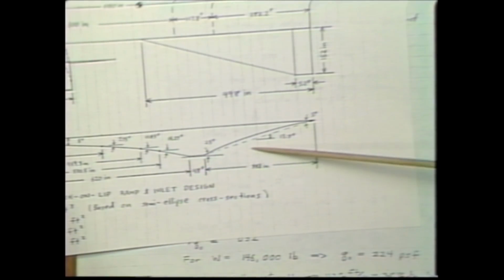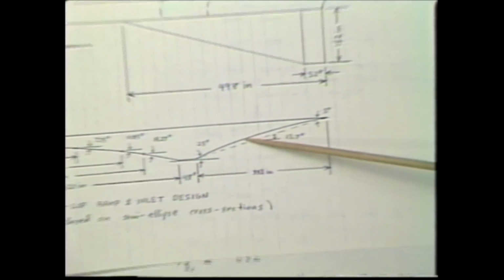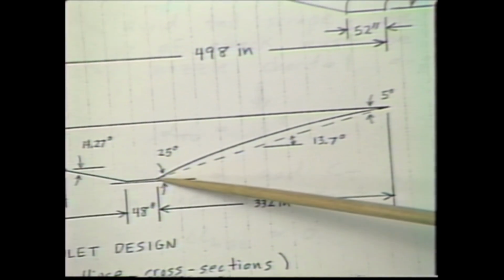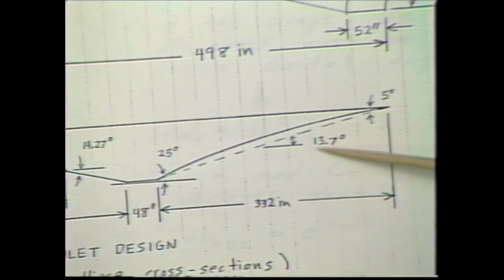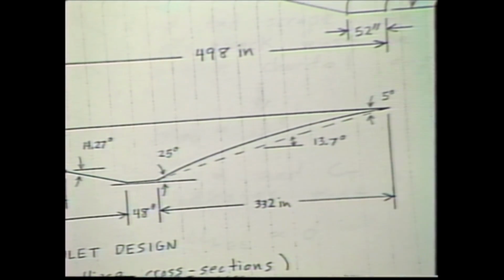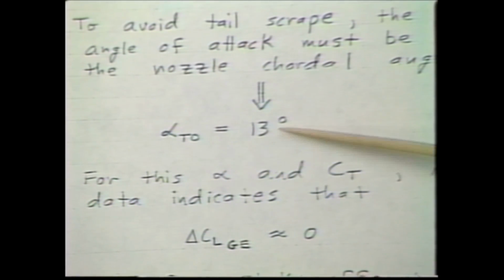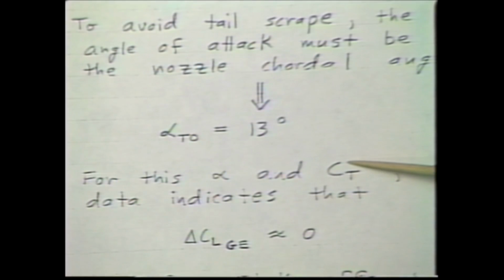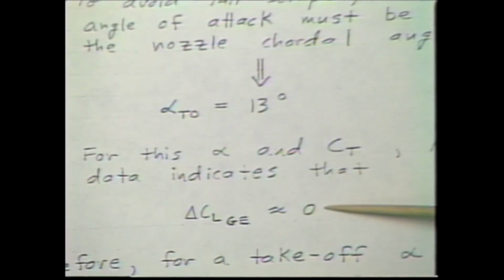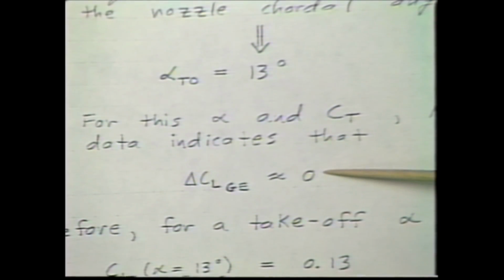There we go. Note that our baseline vehicle had what I call a chordal angle. That's just the average angle from the beginning of the nozzle to the end, of about 13.7 degrees. It just was a fallout of the way I geometrically laid it out. So I limited the takeoff angle of attack to 13 degrees. For this angle of attack and thrust coefficient, that Langley data showed no lift increment due to powered ground effects, approximately 0. So we ignored that effect.